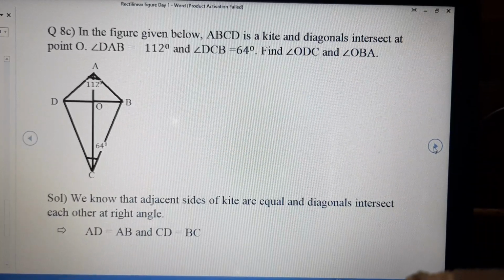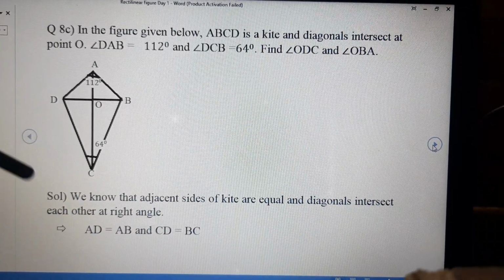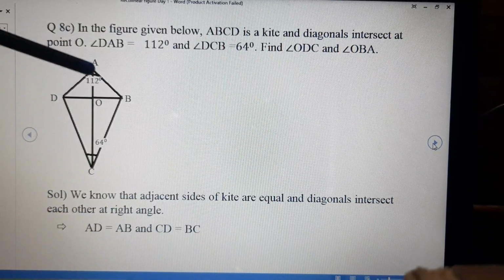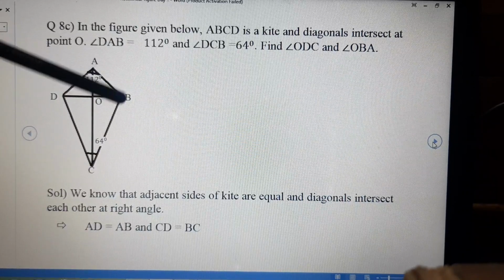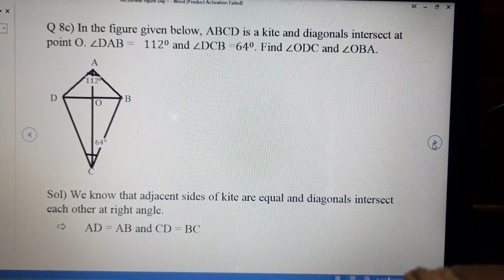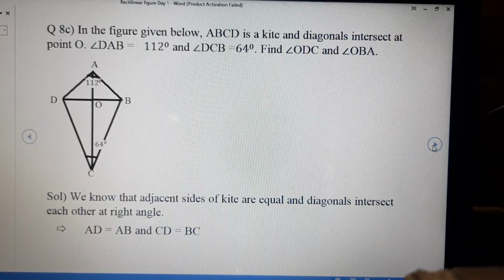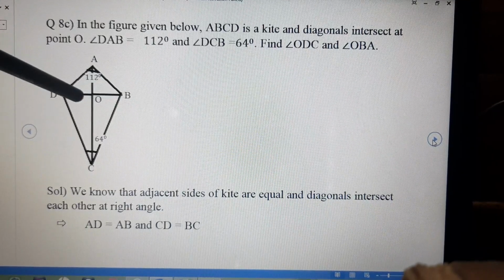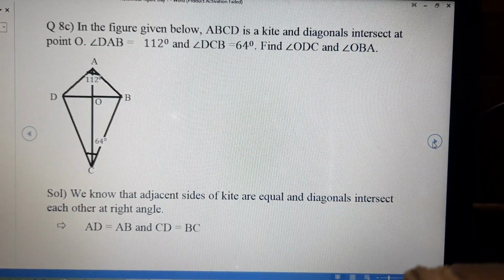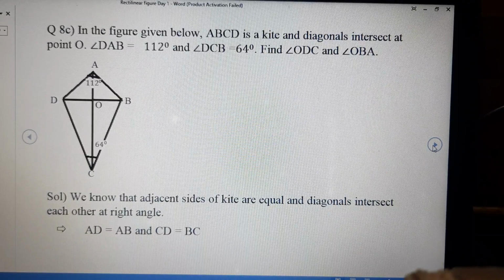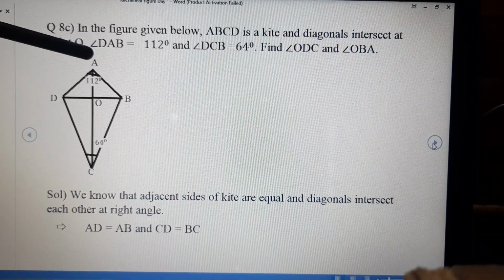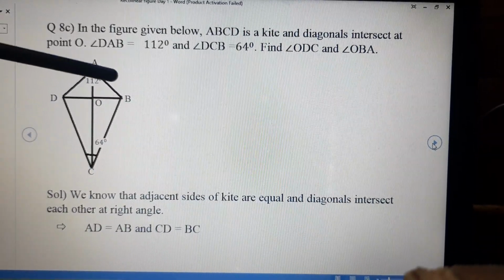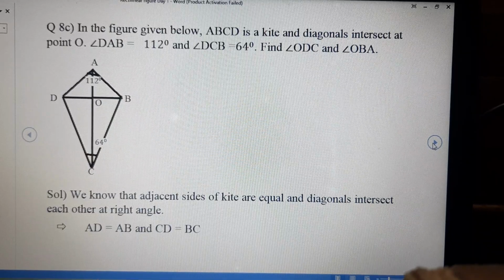It is a kite. This kind of a picture is known as a kite, a quadrilateral where two adjacent sides are equal. AD is equal to AB, CD is equal to BC. Diagonals are not equal but they intersect at 90 degree. It means at point O, all four angles which are formed are 90, 90, 90, 90. Are you getting it? And if you see it very thoroughly, triangle ABD is an isosceles triangle because AD and AB are equal. Clear?